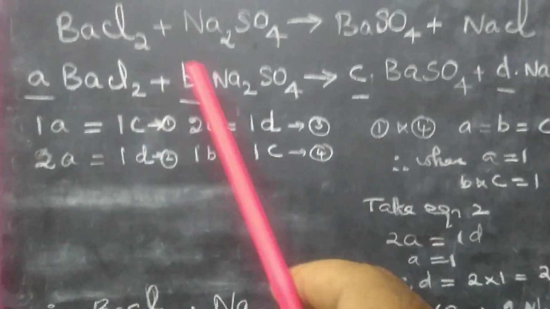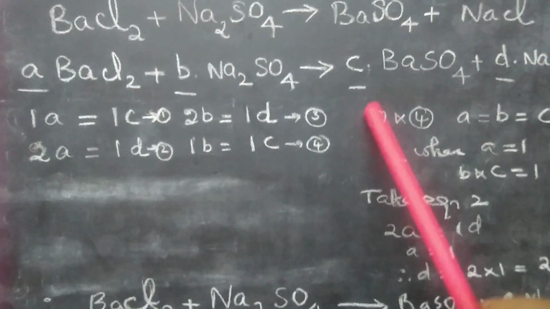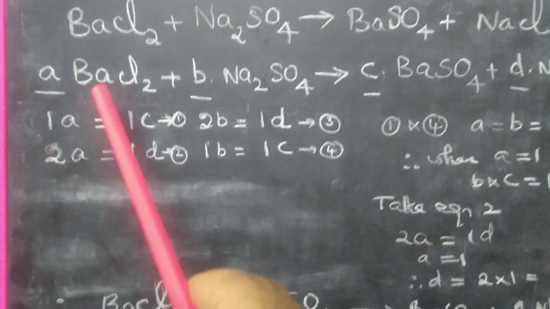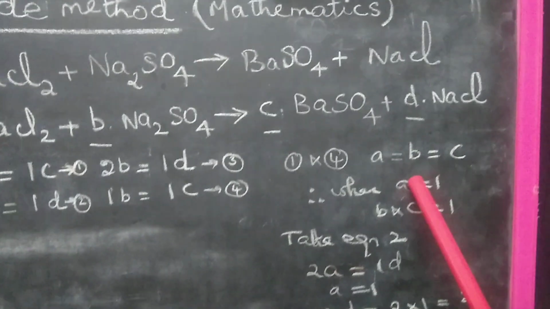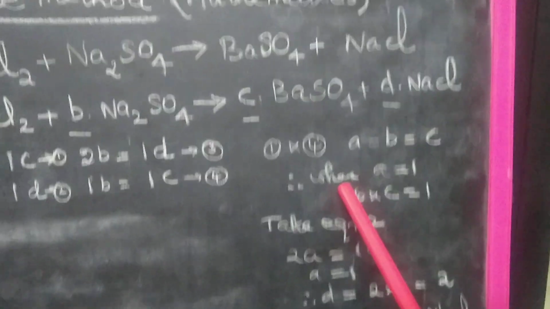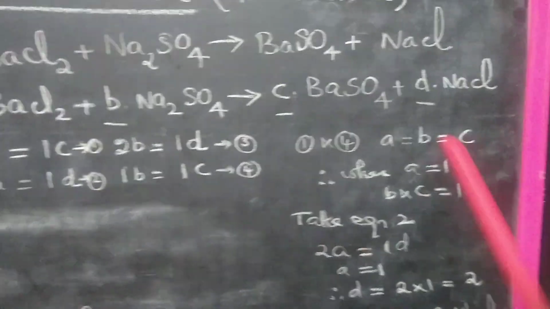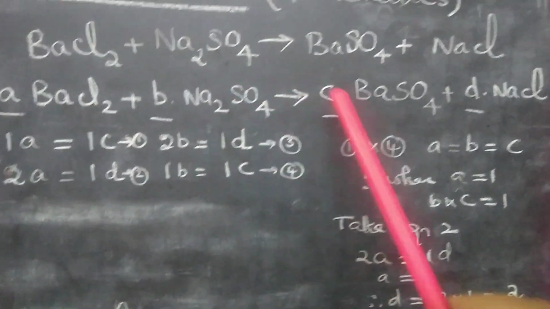Suppose A is 1, B is also 1, C is also 1. So therefore A is equal to B is equal to C. Therefore when A is 1, B is 1 and C is also 1. Therefore, A, B, C is solved.